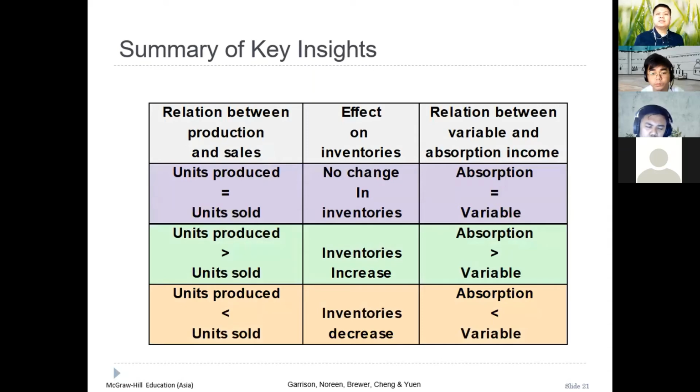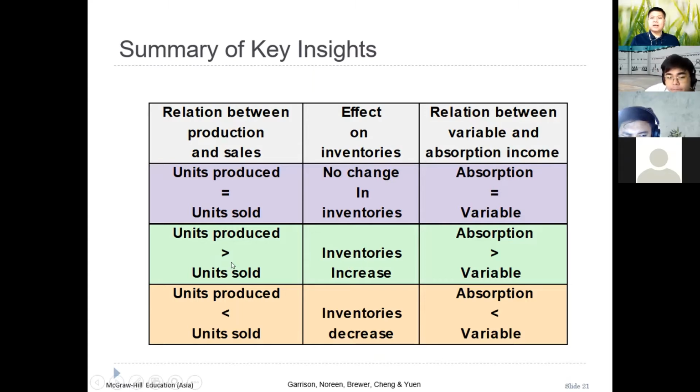Let's have the key insights. Relationship between production and sales. In one scenario, when units produced are equal to units sold, then the effect on inventories is no change in inventories. And the relationship between variable and absorption income: absorption net income is the same as variable net income. Let's have another scenario. Units produced is greater than units sold. What happens? Of course, inventories will increase.